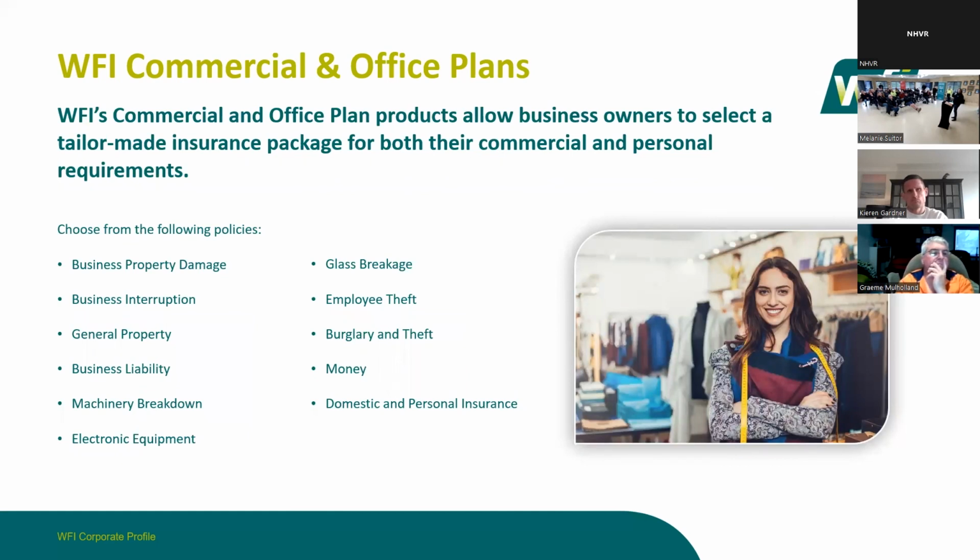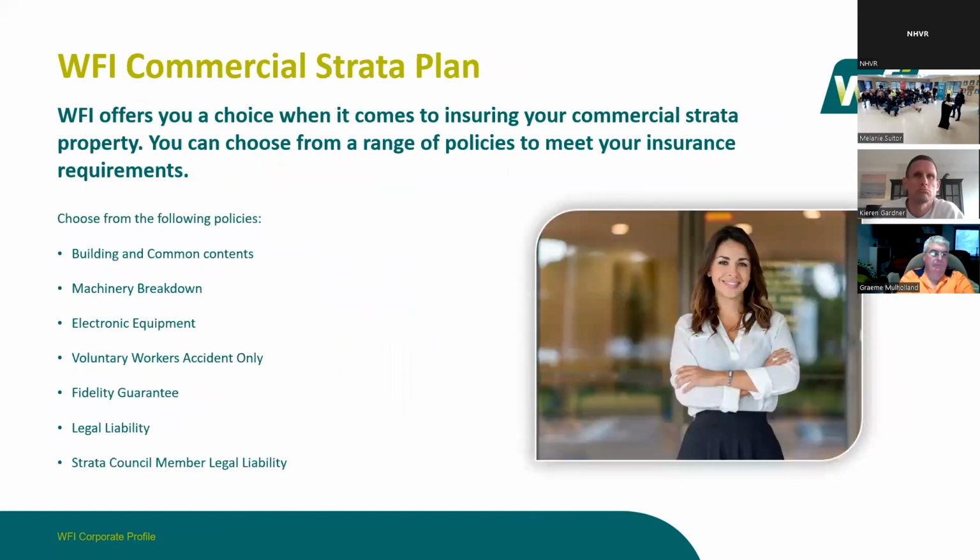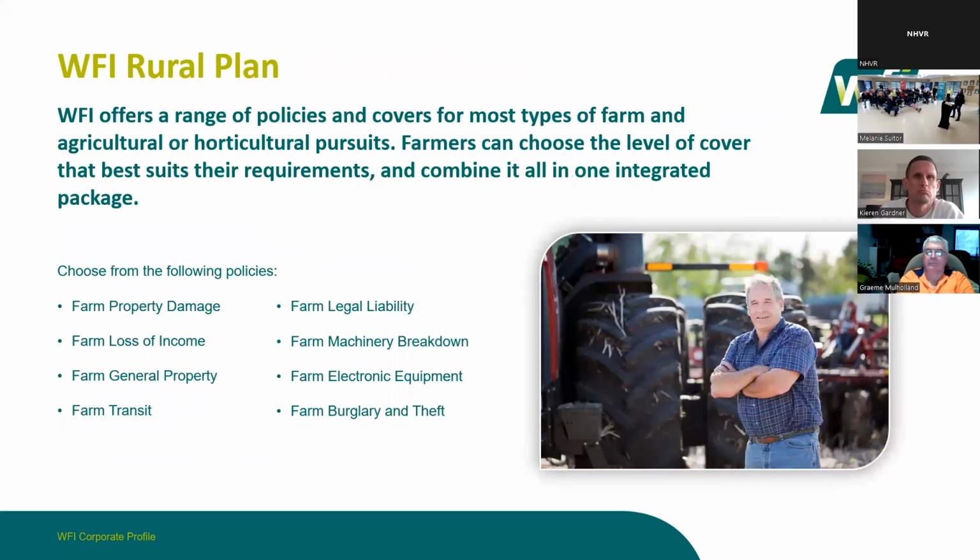Yep, they do all of that: business property damage, business interruption, general property, business liability, machinery breakdown, electronic equipment, glass breakage, employee theft, burglary theft, money, and domestic and personal insurance. So please do think about getting a quote from them and talking to them. In their rural plans, they all do property damage, loss of income, general property, farm transit, legal liability, machinery breakdown, electronic equipment, and burglary and theft.